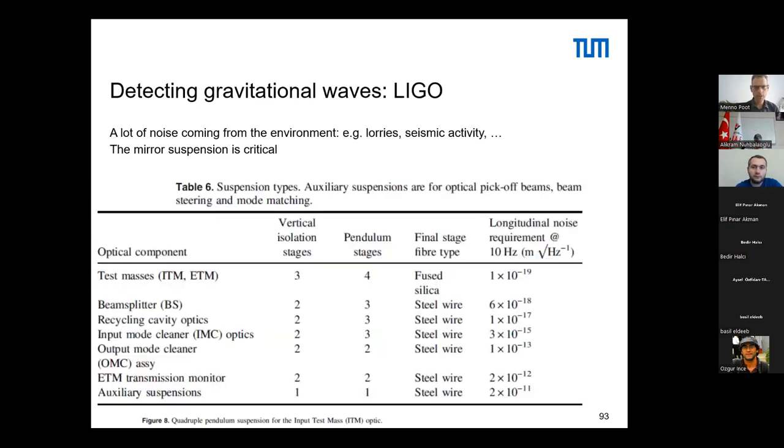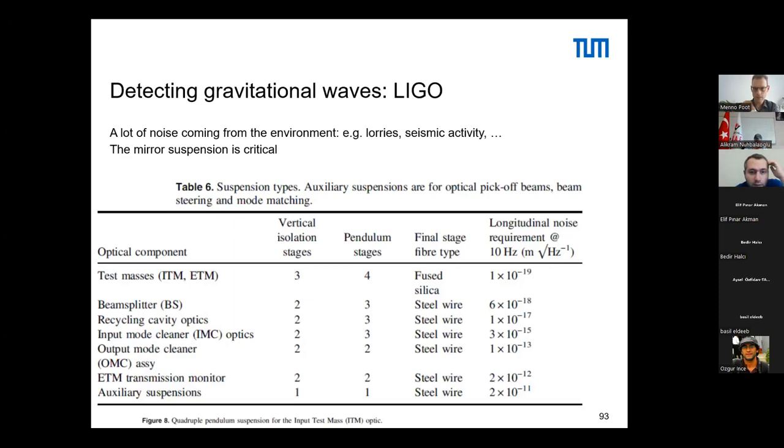And it turns out that when you look at how many isolation stages, how many of those pendulum and spring stages you need, you can see that the motion of the test masses is the thing that has to be isolated most critically. So here they need three different vertical isolation stages and four pendulum stages to prevent the horizontal swinging. And then the final thing to hang it up is a few silica fibers that I told you about before that would sometimes break.